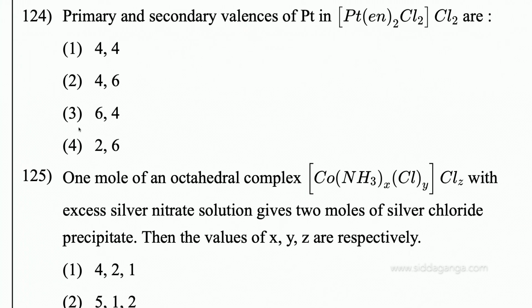What does secondary valency mean? Number of coordinate bonds made with the central metal atom. You can see that very easily from the question. So En, it's a bidentate ligand, so that means from each En 2, Ens will be 4, and from 2 more chlorines 2 more coordinate bonds, total 6. So correct option will be 4, 2 and 6. Next question, children. Question number 134.